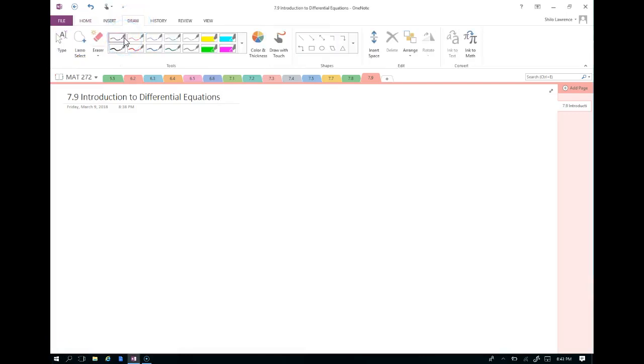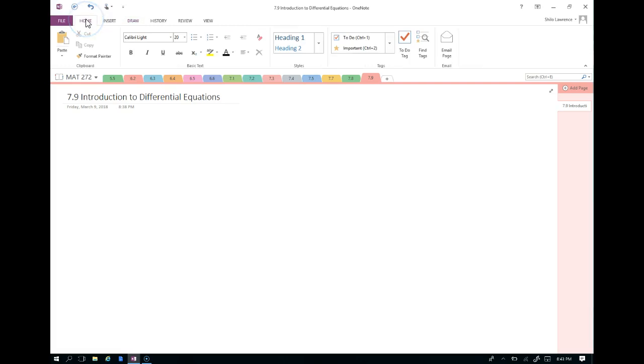In 7.9, we are going to do just a basic introduction to differential equations. There is a completely different course later on called differential equations. We can spend several semesters learning these types of equations and how to solve them and all the different applications that go along with them. But here in Calculus 2, we just want you to become familiar with the idea of what exactly a differential equation is, and just how to solve a basic one.